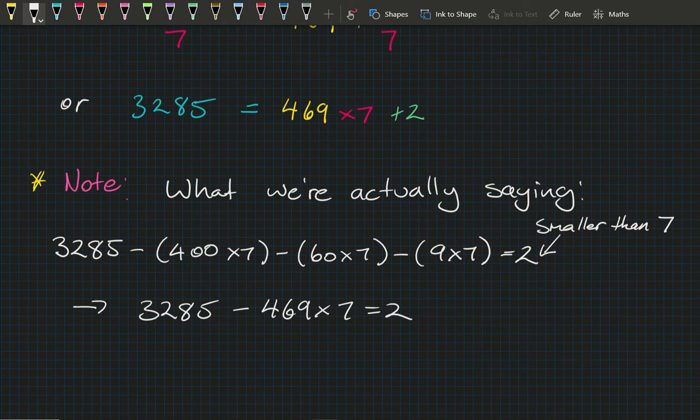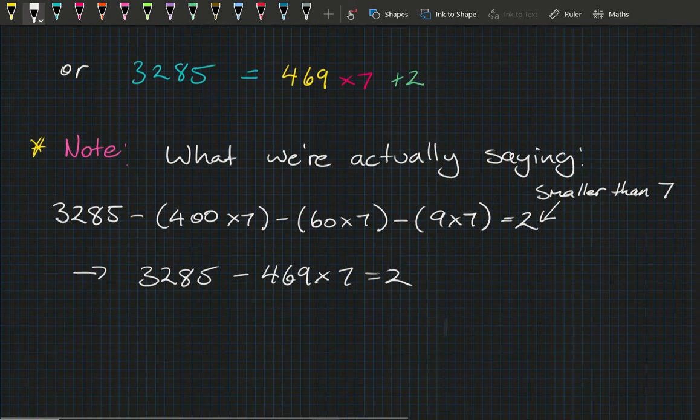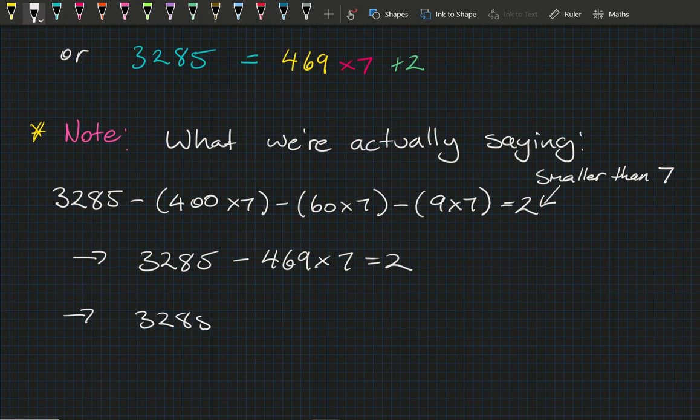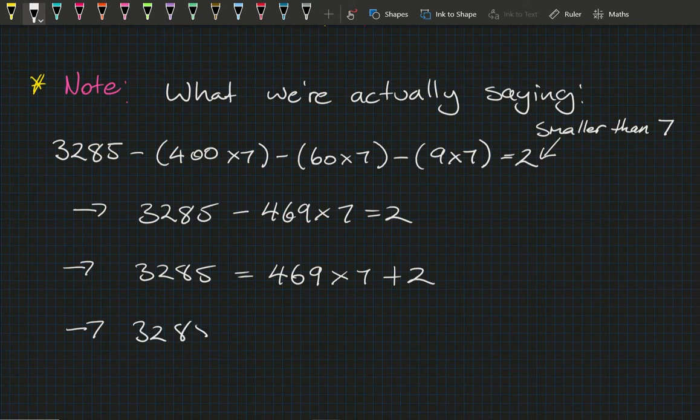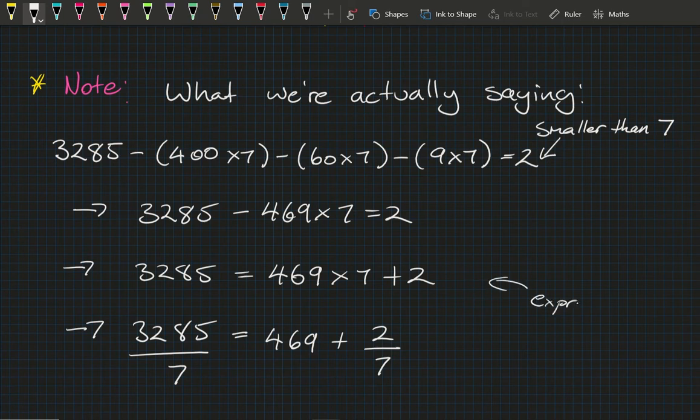And then if I add this subtraction to both sides, we've got 3,285 is equal to 469 times 7 plus 2. So if we were to divide both sides by 7, we get 3,285 divided by 7 is equal to 469 plus 2 divided by 7. But for what we're going to do in this unit, we really want you to express it this way. But it is a division, okay?